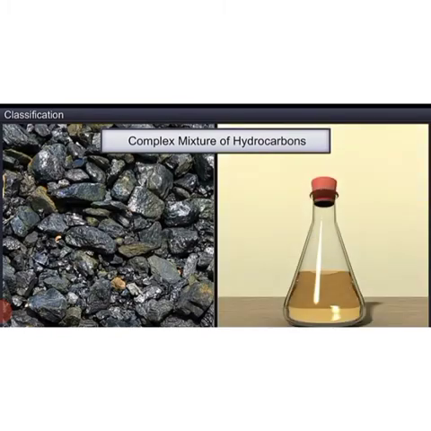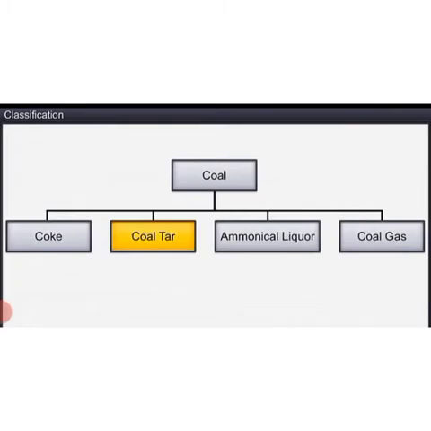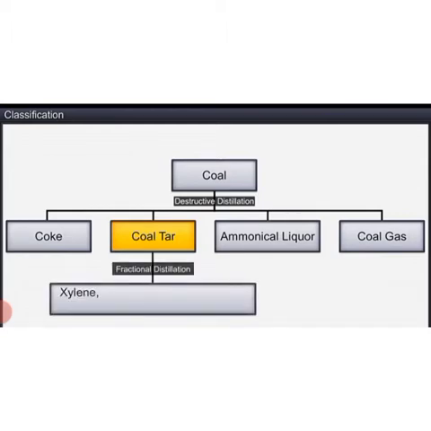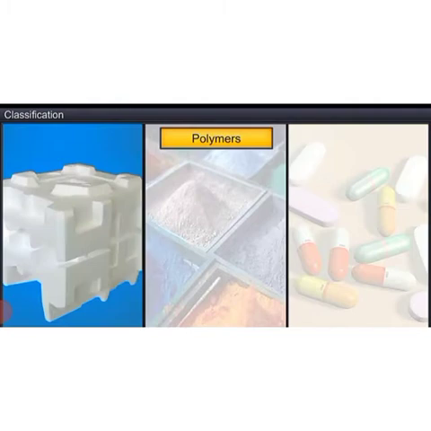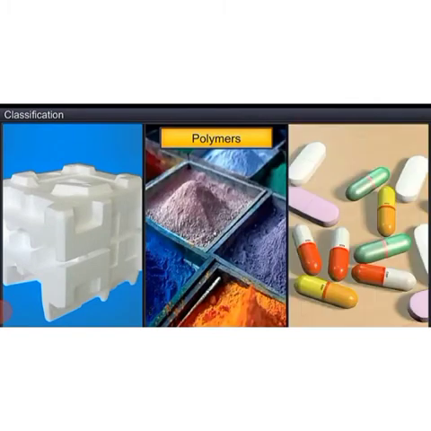Coal and petroleum are complex mixtures of hydrocarbons. Coal tar, a product of destructive distillation of coal, when subjected to fractional distillation, produces various aromatic compounds, including benzene. These compounds are used in the preparation of various industrially useful products, such as polymers like polystyrene, dyes, drugs, etc.